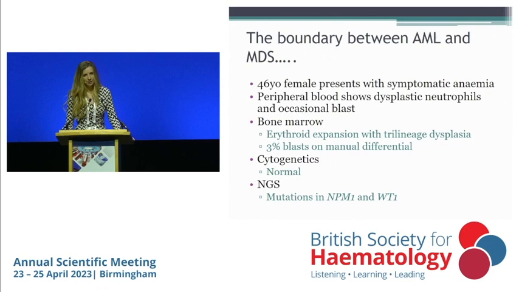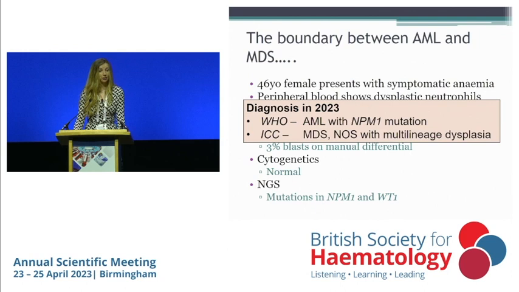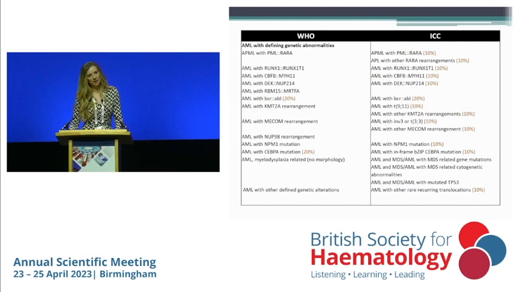So by the old WHO, this would be MDS with multilineage dysplasia. By the new WHO, this is AML, based on the presence of an NPM1 mutation. In the ICC, it is still MDS with multilineage dysplasia, unless there were more than 10% blasts in the context of an NPM1 mutation. And this is another discrepant area between the WHO and the ICC. The WHO have removed the blast cutoff for AML with defining genetic abnormalities, but the ICC has retained this at 10%. So any of these defining genetic abnormalities with less than 10% blasts would be called AML by the WHO, and MDS or the equivalent myeloid malignancy, such as CMML, by the ICC.